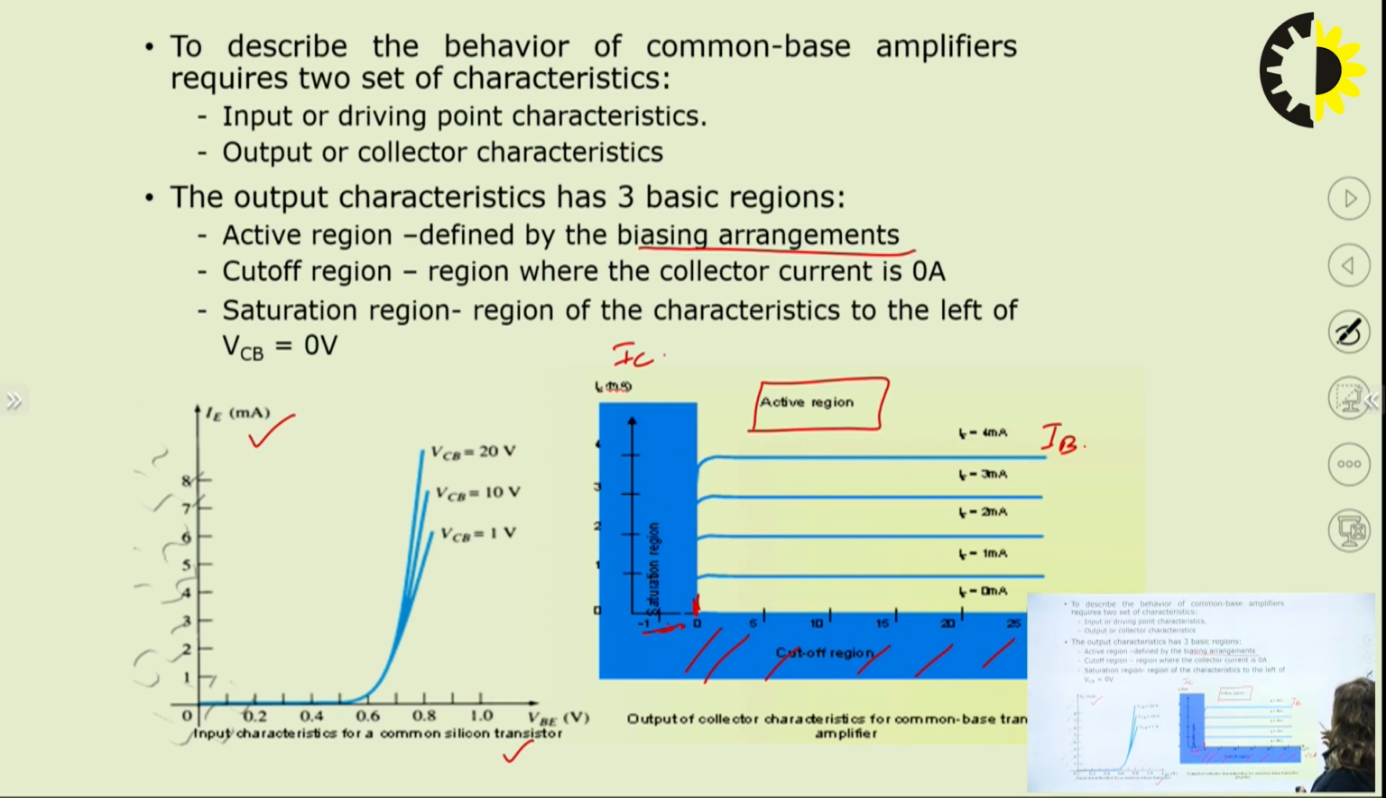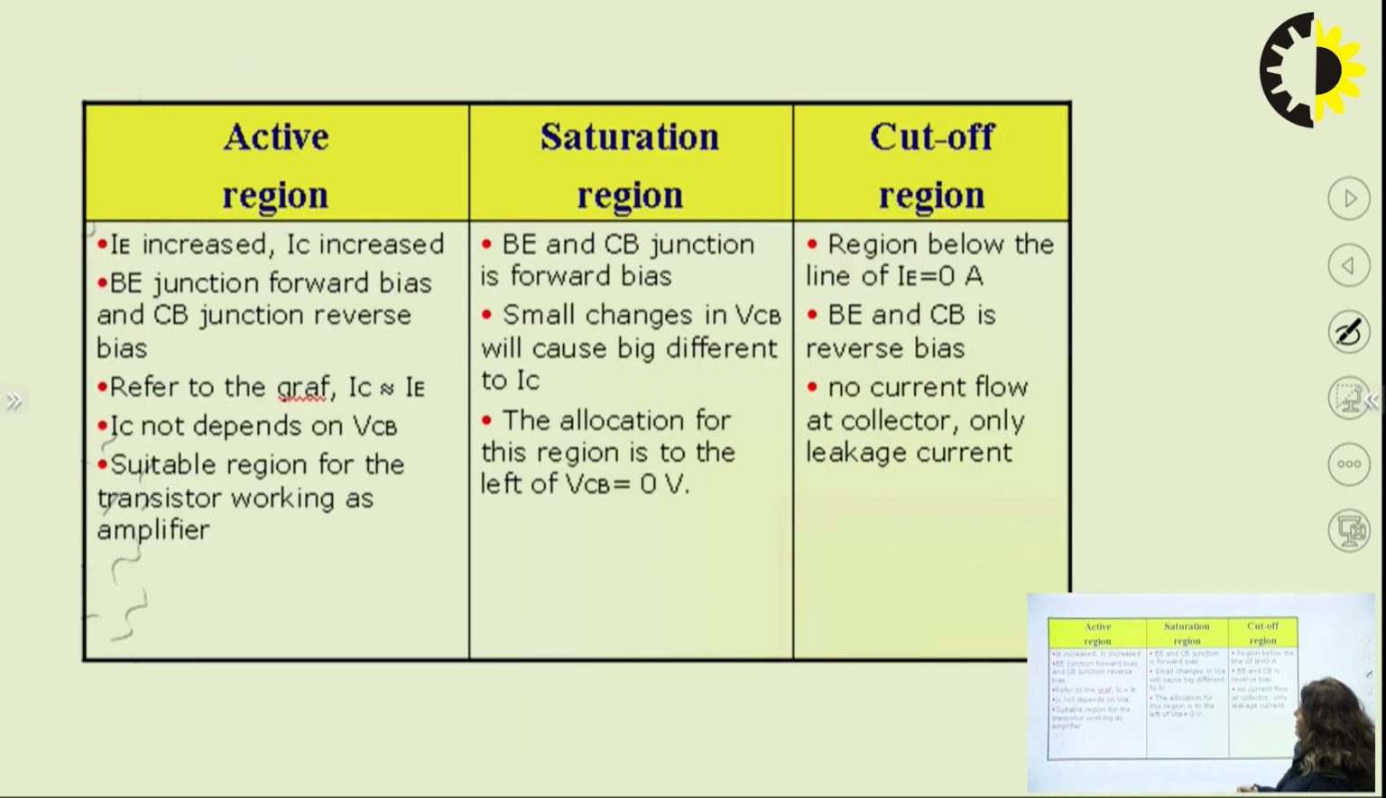So for different base currents we have different currents for the collector. So we can draw these curves for the common base configuration characteristics. So next we can show the picture. This picture basically shows the difference between active region, saturation and cutoff region.